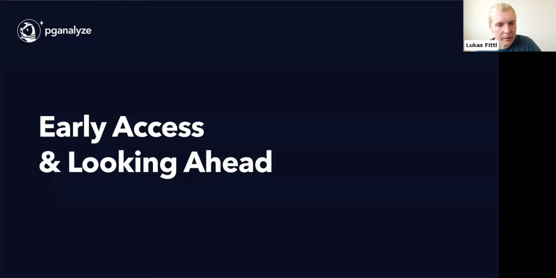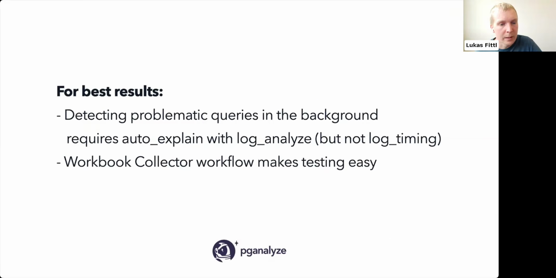Now, let me close with early access and looking ahead. So before I jump into this, if you're interested in early access, what I'll say is for best results right now, I would recommend that you have auto-explain enabled and you also have log analyze enabled. You don't need log timing. That's the expensive portion, and we don't recommend people turn it on. But log analyze is important because it lets you identify misestimates.